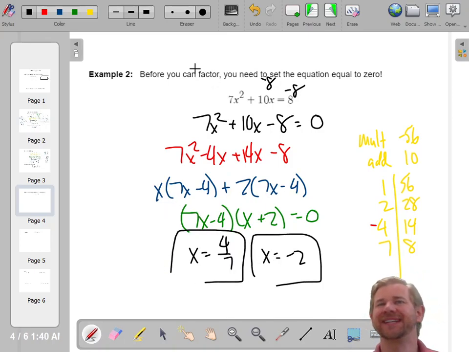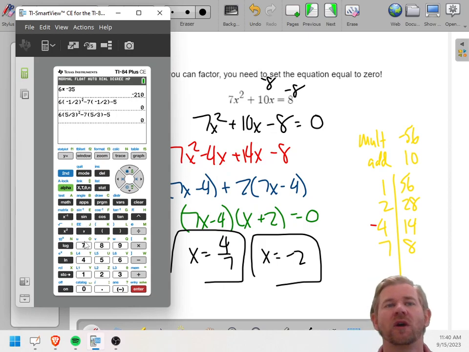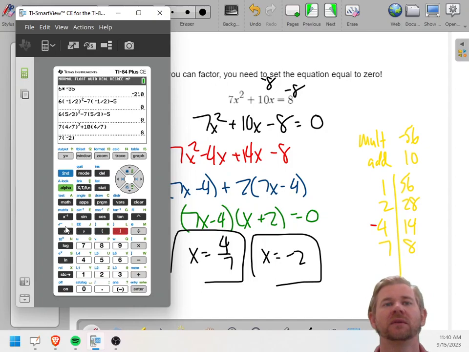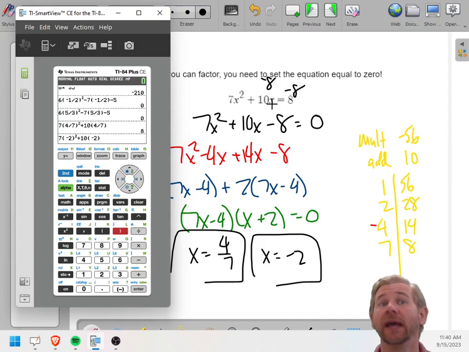Now, this one didn't equal 0, so what you actually graph can kind of vary. You could move everything to the right and have the parabola open down, or you can move it to the left and have it open up. But if you plug in 4 over 7, so 7 times 4 over 7 squared plus 10 times 4 over 7, on the left side, if you plug in 4 over 7, you should get what you get on the right side, which is 8. And if you plug in negative 2, plus 10 times negative 2, you should get 8.